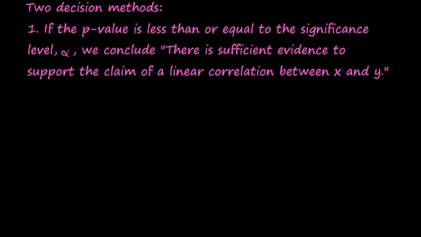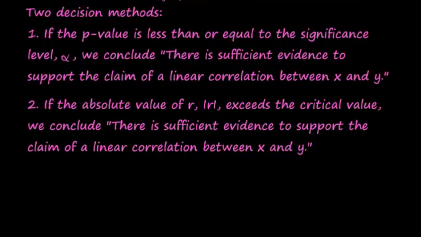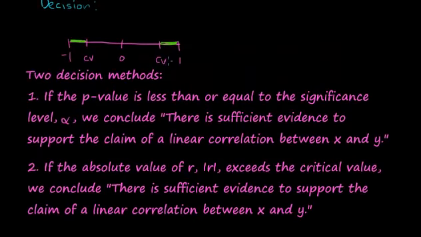Our other method for decision making involves the test statistic and the critical value. If the absolute value of r exceeds the critical value, we conclude, again, the same thing. There is sufficient evidence to support the claim of a linear correlation between x and y, and we'll use the correct language for x and y. So what we mean is, if it exceeds the critical value, it may be that our test statistic falls in here, or it could possibly fall in here. Either one of these critical regions indicates that we reject the null hypothesis.